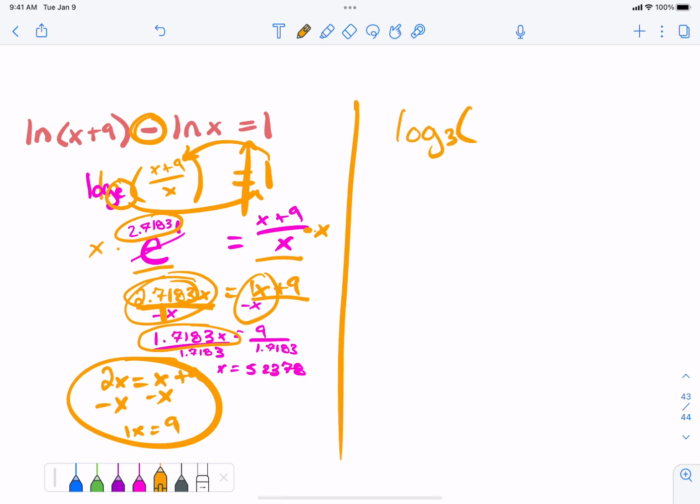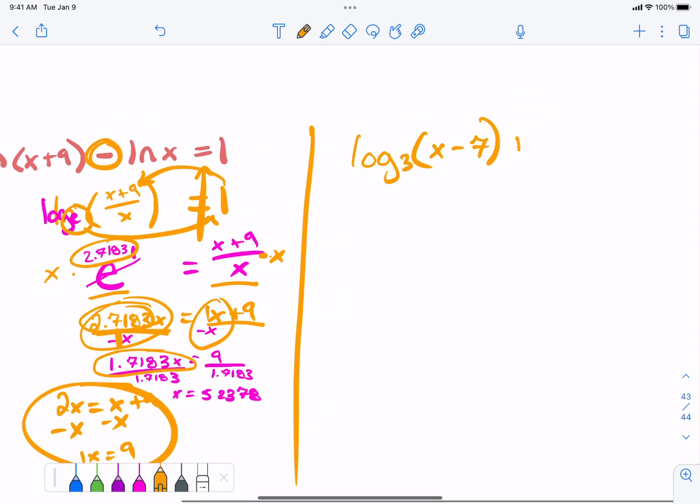Log base 3 of x minus 7 plus log base 3 of 5 equals 2. I have no idea what this is gonna do.